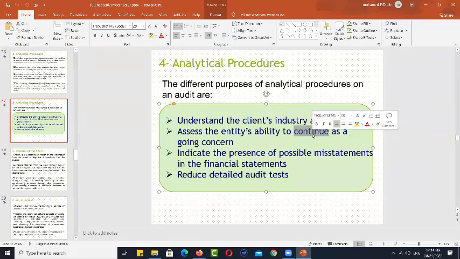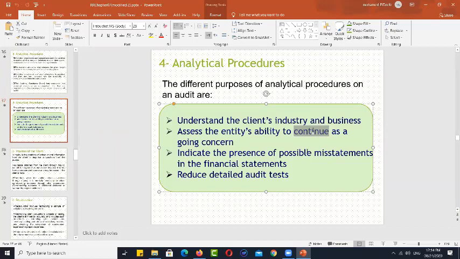Of course, if I calculated the debt ratio and it tells me that the company's debt position is getting worse, then actually this is an indication that the company has a problem in going concern. Next, the presence of possible misstatement.